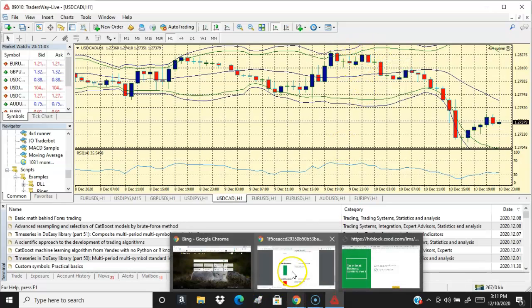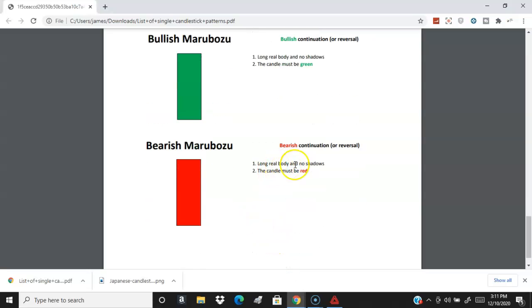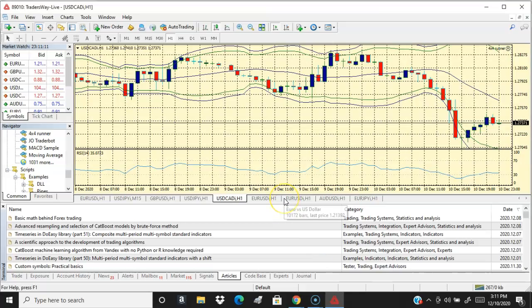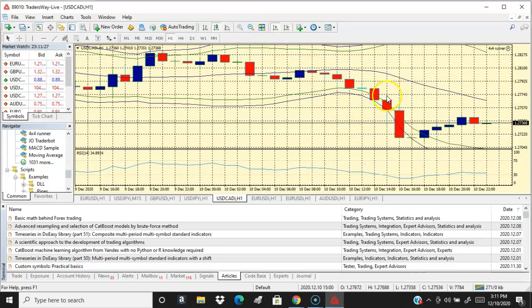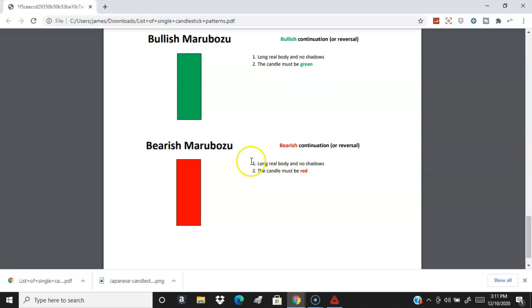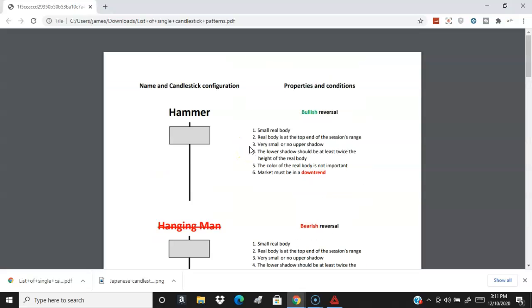Okay? And then we're going to go to the bearish. Long body, candle must be red, no shadows. Let's see if we can find one with no shadows, no wick. No wick, no shadows. So shadows means it has wick. This one here looks like it has no wick. Let me actually zoom in on that. Yeah, this one right here, it has no wick. So that would be a solid bear candle. Okay? So just to reiterate what we had going on here.